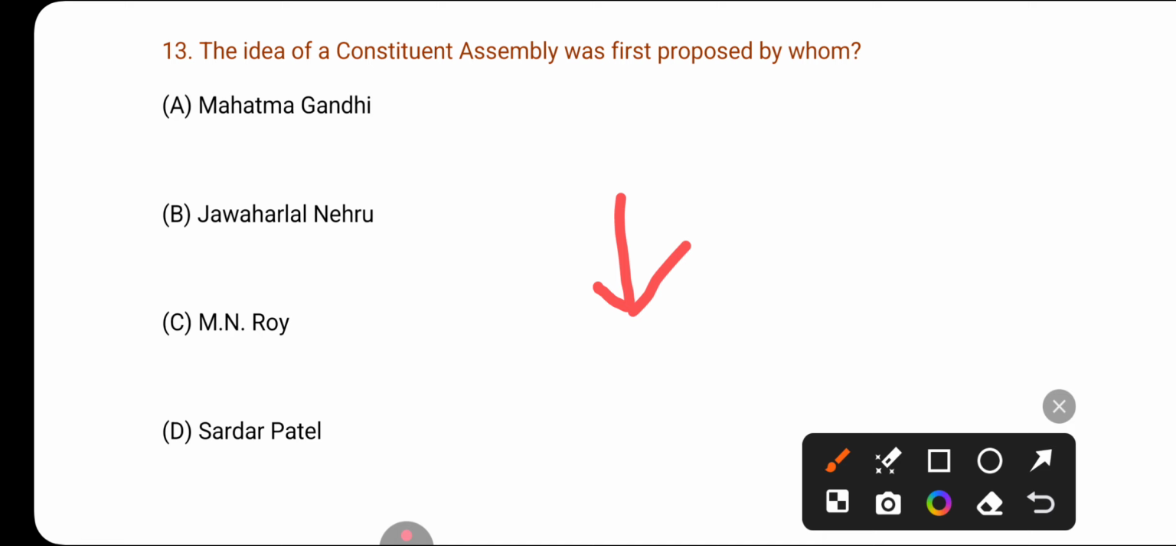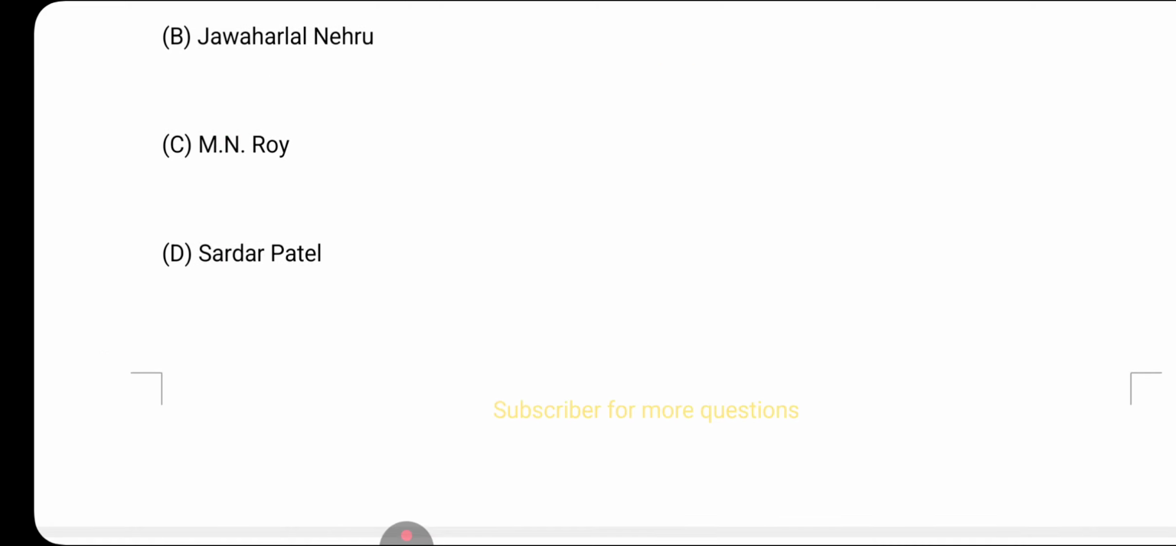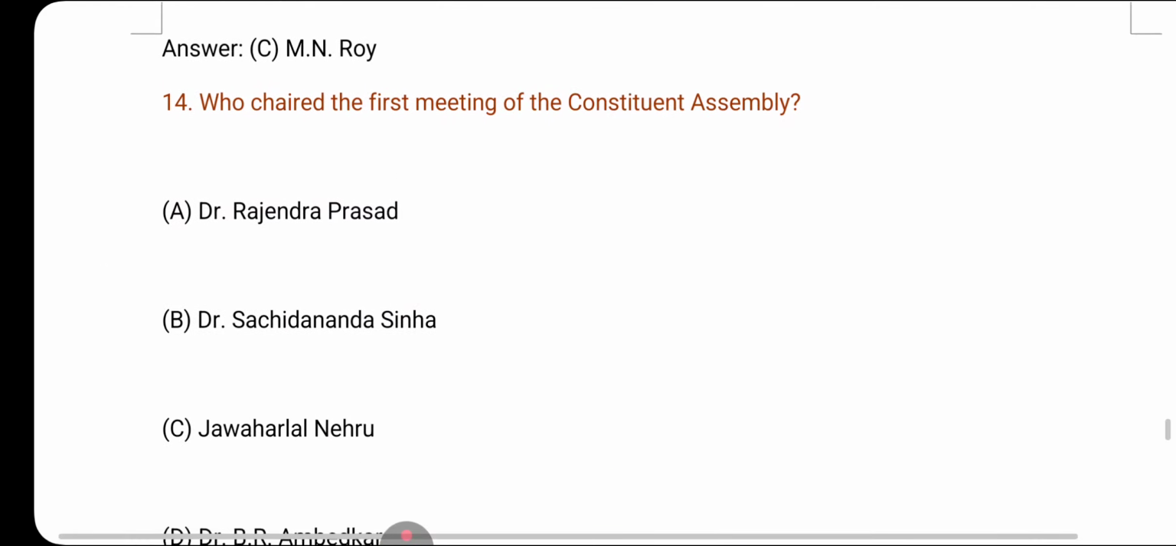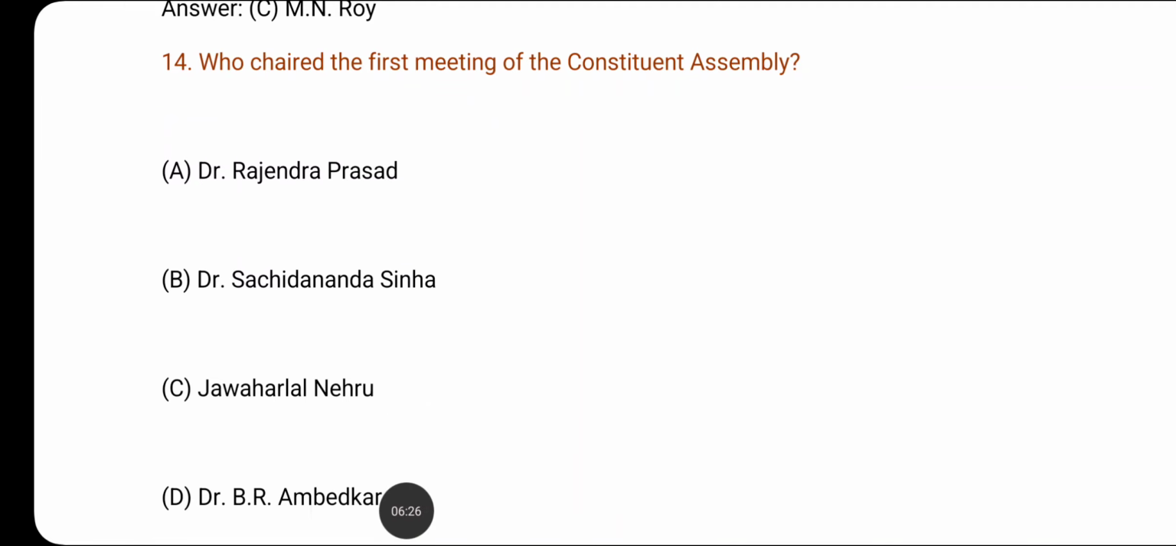The next question is, the idea of a Constituent Assembly was first proposed by whom? The idea of a Constituent Assembly was first proposed by whom? Mahatma Gandhi, Jawaharlal Nehru, M.N. Roy, Sardar Patel. The correct answer is option C, M.N. Roy.